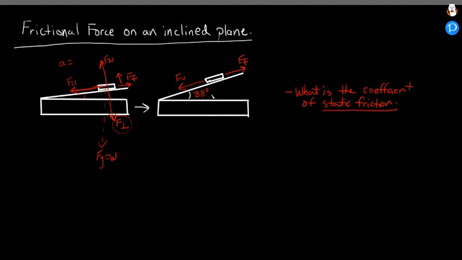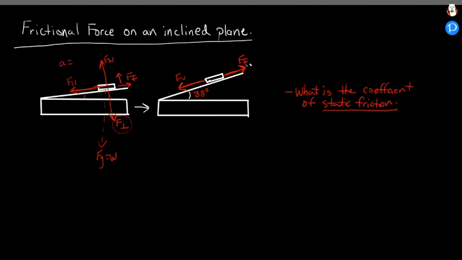So how would we go about figuring that out? Well, let's think about it like this. We know that in order to first overcome the force of static friction, this force going in this direction must be equal to that force of friction here. So in order to overcome that, this parallel force here has to be equal to this force of friction.